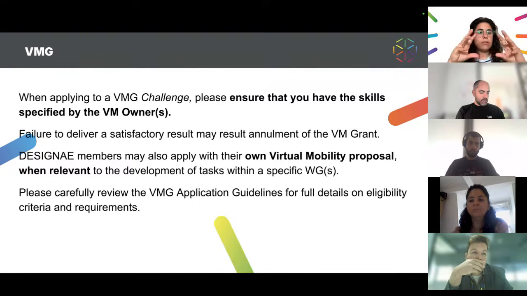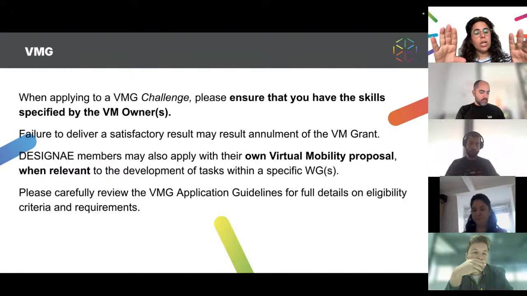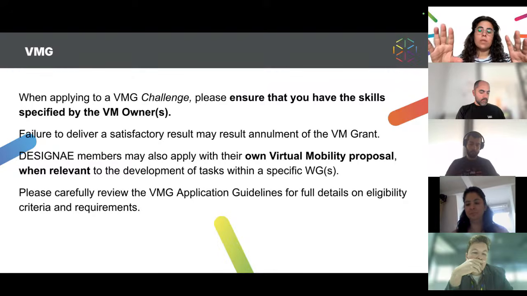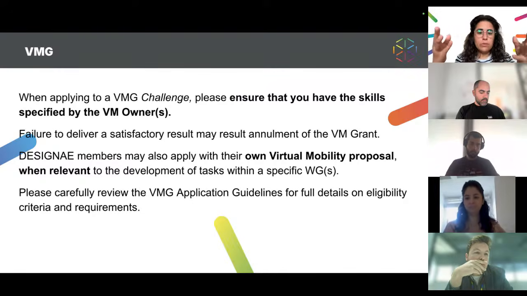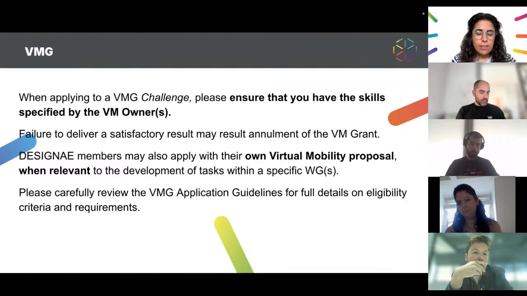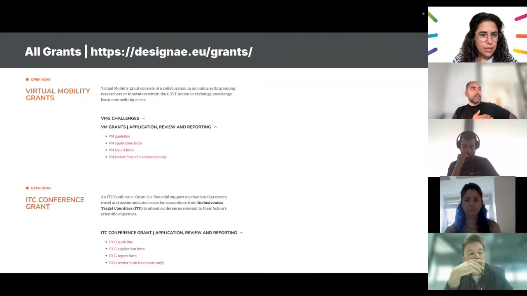If you feel that none of the virtual mobility challenges here fit your interests and what you could bring and contribute towards DESIGNAE, please feel free to apply with your own proposal. But always check the guidelines for virtual mobility grants. And for virtual mobility grants, I think that's it. This information is already online.